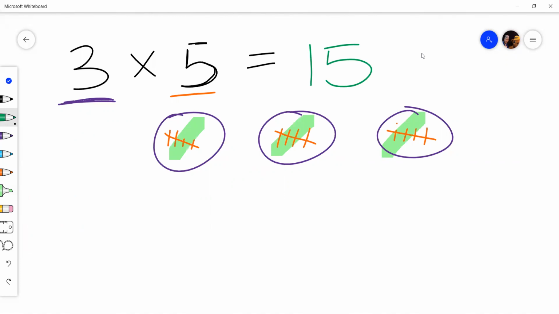That's what we call loops and groups, or circles and stars, because sometimes we draw stars instead of tally marks, but I kind of like the tally marks. Makes it easier to count, if you ask me.